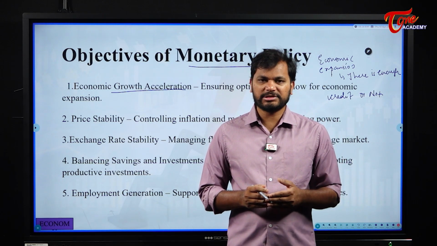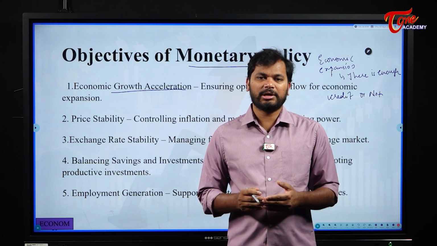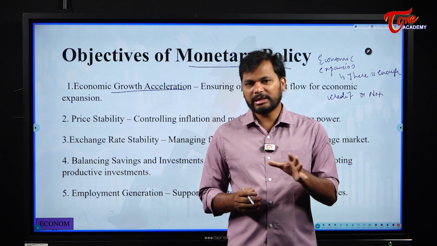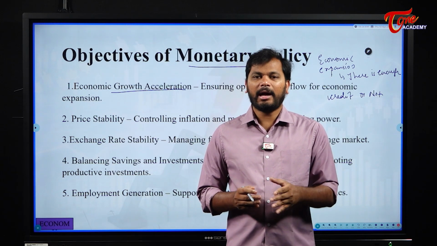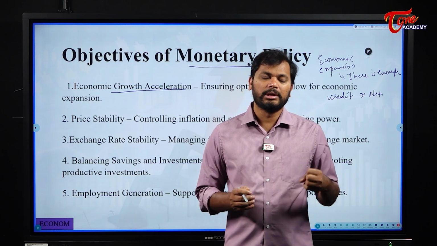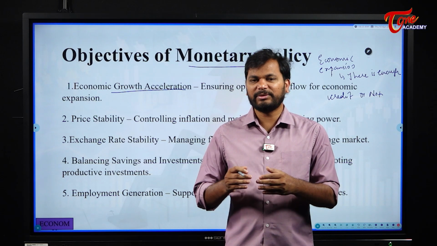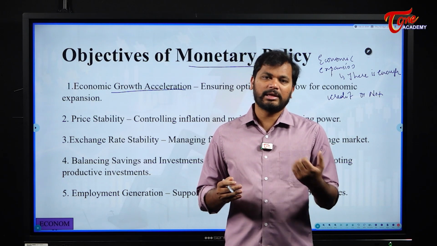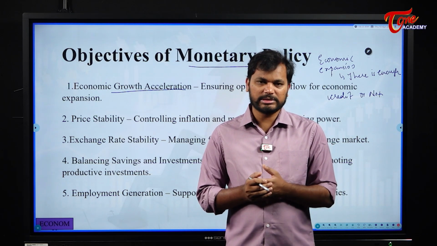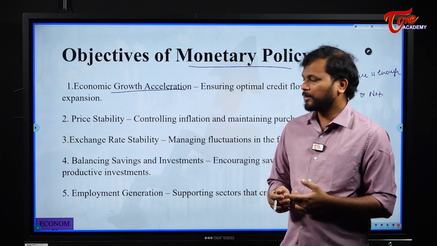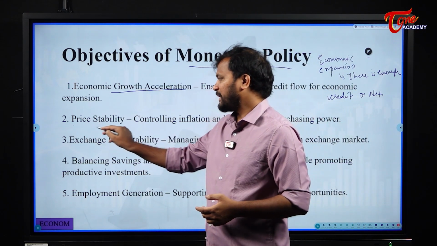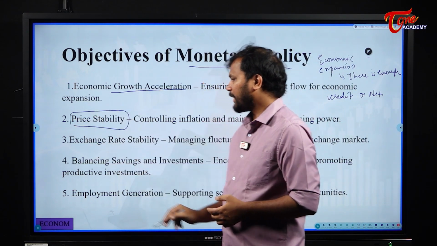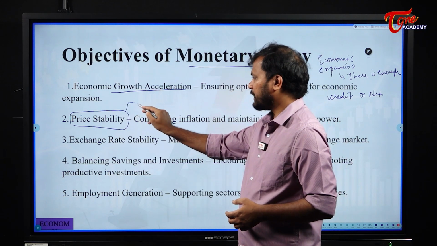Whereas we have the contractionary monetary policy. Contractionary monetary policy is nothing but if there is an increased supply of money in the market, and the RBI wants to squeeze that money out of the market because of the rising inflation, then that is what is called the contractionary monetary policy. Clear? Next, the price stability. See, the price stability can be achieved through the contractionary monetary policy.